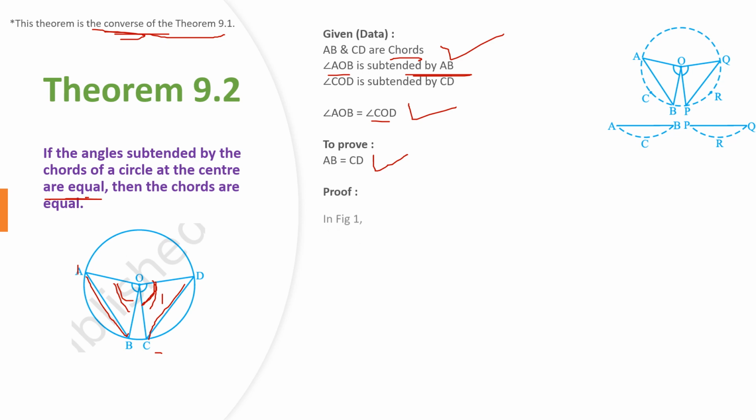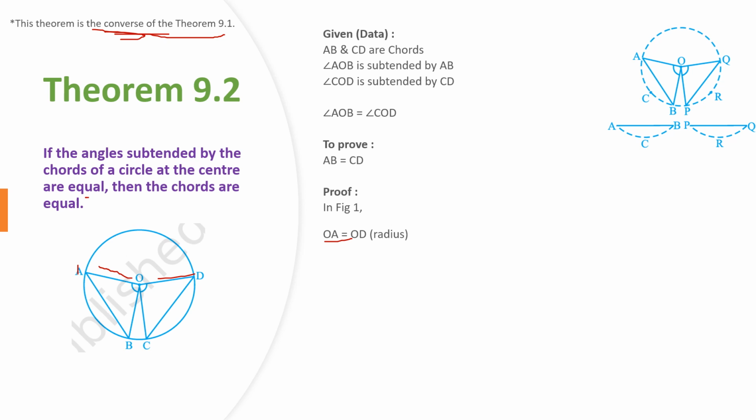In figure 1, left side one. Let me clear all the drawings. In figure 1, what's happening? OA is equal to OD. Why is OA equal to OD? Because they are radii. OA is a radius of the circle, OD is a radius of the circle. The radii of a circle are always the same. If you draw any line from the center to any point of the circle, it is the same. So OA is equal to OD.